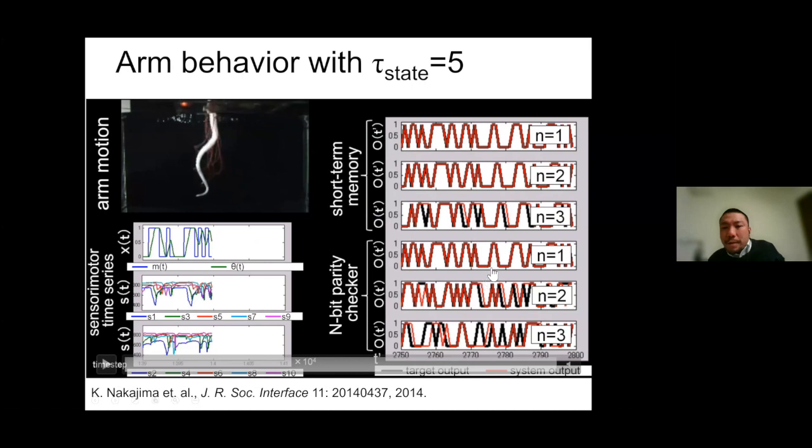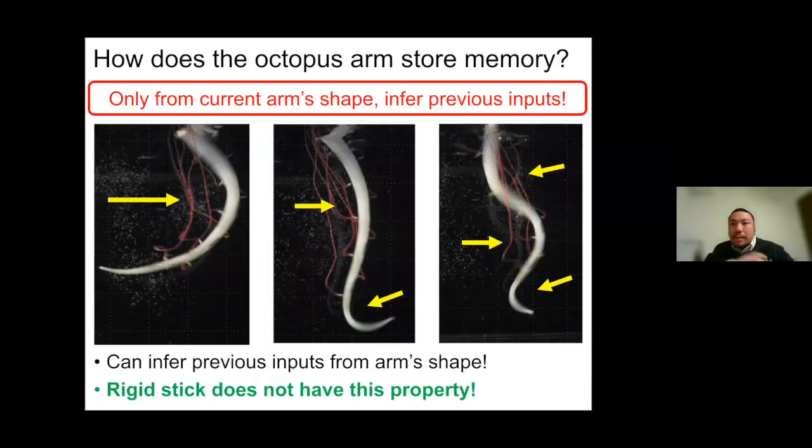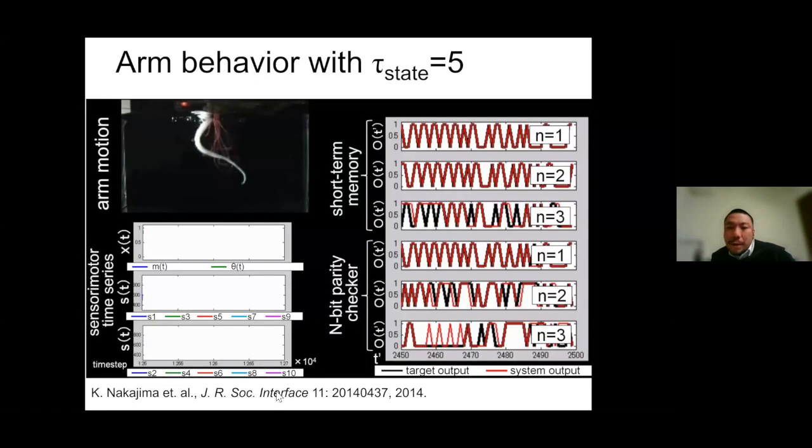In the n-bit parity checker case, the n equal 1 case is perfect. It means that the basic XOR task can be implemented perfectly. So that's the representative nonlinear mapping. It can emulate this kind of mapping. And according to the increase of n, the performance degrades. So we saw that although it has some limitations, please, if you're interested in this work, check this paper for details. This paper investigates the computational power of this soft robotic arm in detail.